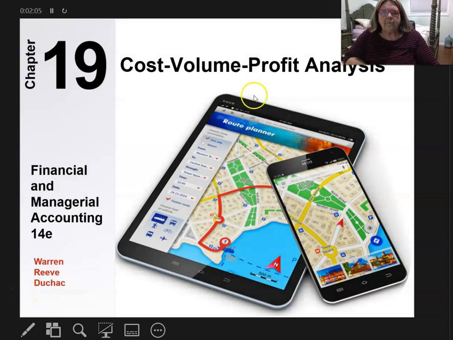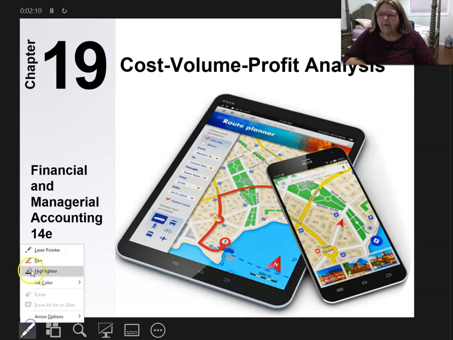So let's park myself up here. Let me grab my pointer really quick, guys. Let me get set up here.